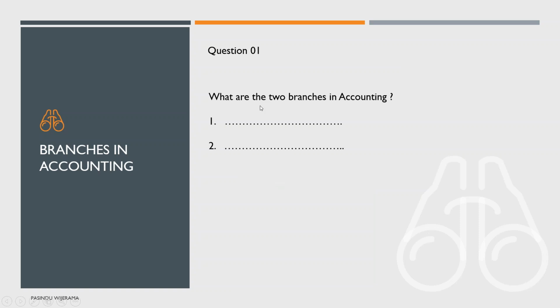Then there's a question. You write this question down. What are the two branches in accounting? Write this question down and provide the answer. What are the two branches in accounting? Right. What are the two branches in accounting? Financial accounting and the management accounting. Financial accounting and the management accounting. Is that clear? Yes. Okay.